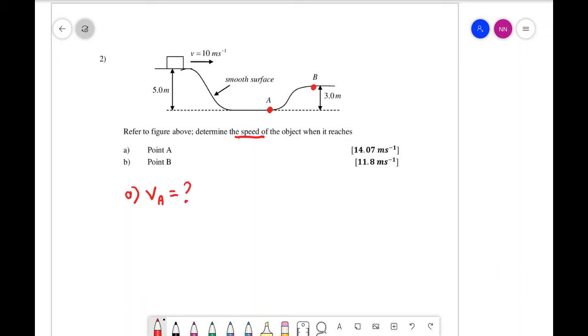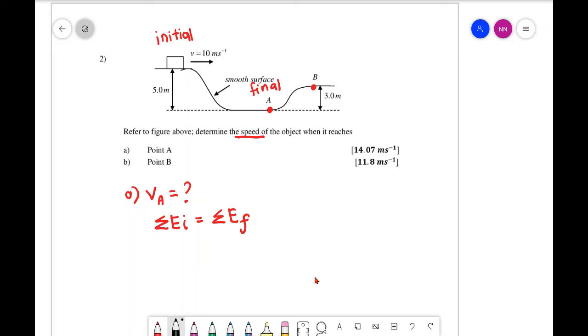For this one, we can apply conservation of energy. Total energy initial equals total energy final. Let's say this is the initial position, and point A is the final position, since we want to find v at point A. First, you have to identify what kind of energy is at the initial position.